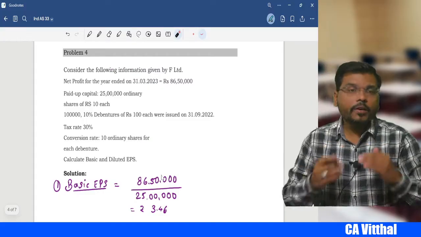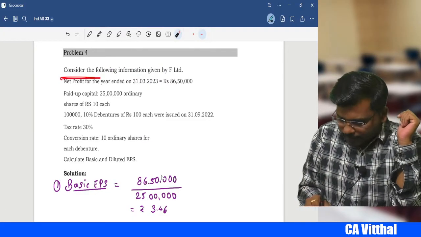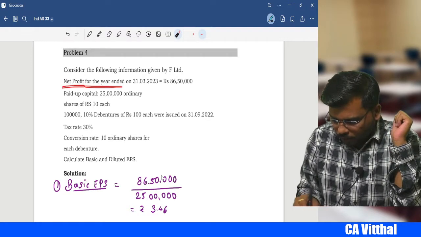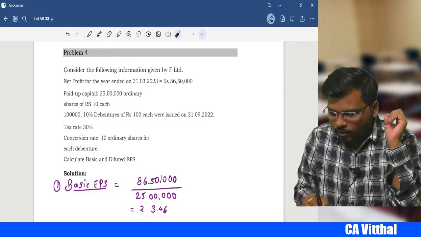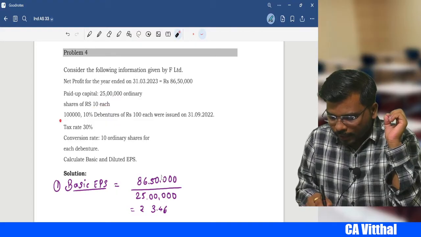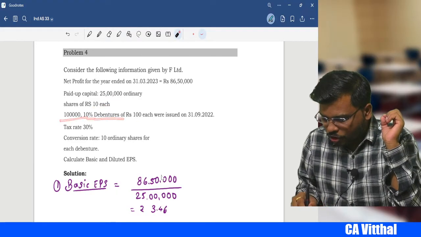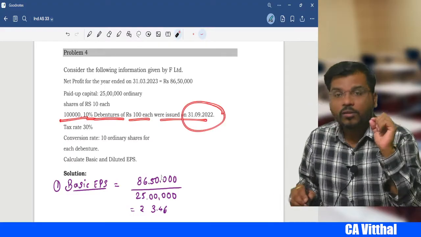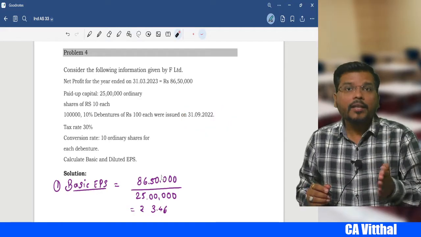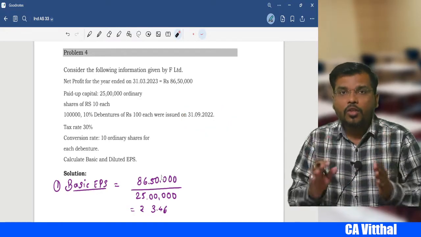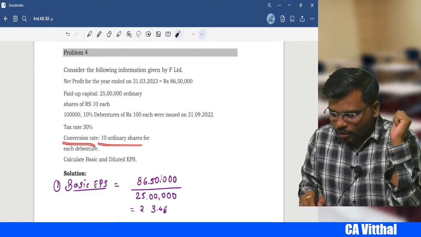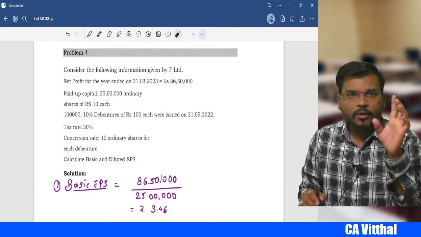Let's come to one more example, problem number 4. Consider the following information given by F Limited. Net profit for the year ended 86,50,000. Paid up capital is 25 lakhs equity shares of 1 lakh each. 10% debentures of 100 each were issued on 31/9. So here, my dear student, please try to understand, they have given the date. So when the date is given, we need to apply the time factor. Tax rate 30%. Conversion ratio is for one debenture they will get 10 ordinary shares.